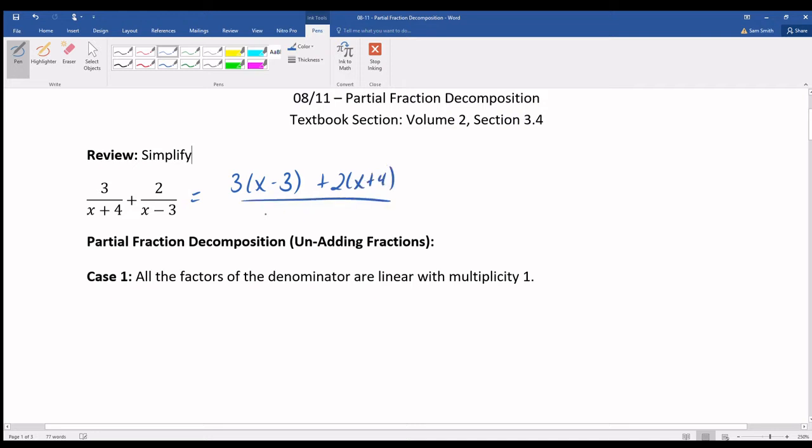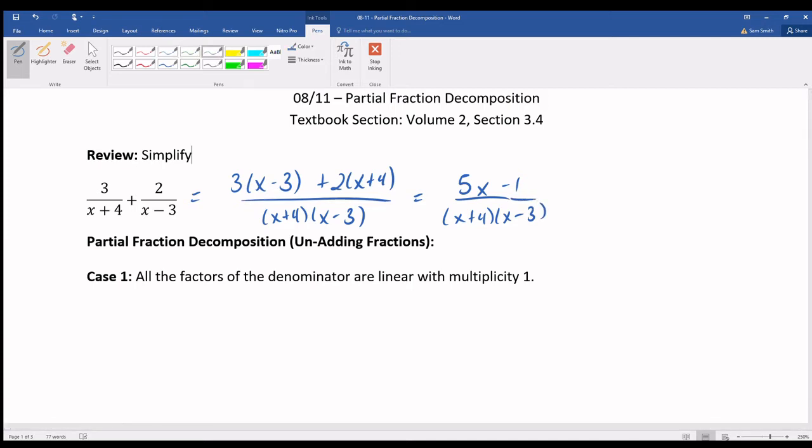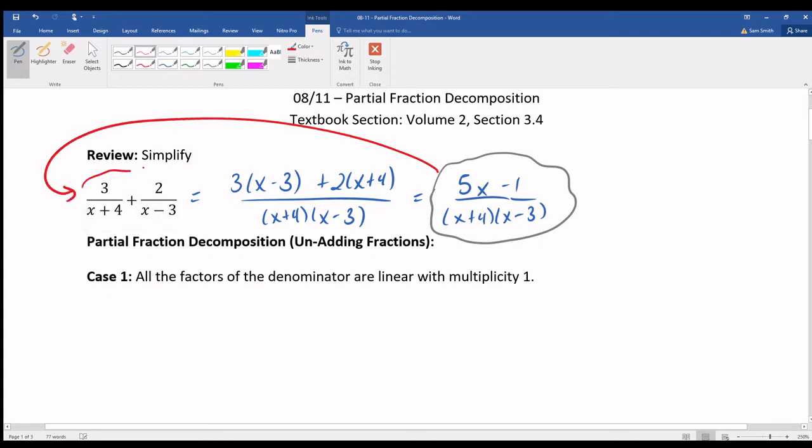Now we get the least common denominator, the product of x plus 4 and x minus 3 in the bottom here. Now we just go through and we clean up and we simplify the numerator. So negative 9 plus 8 is negative 1. The question that we'll be dealing with today is how to do this process in reverse. If someone gave me this quantity and asked me to unadd the fractions and to split them apart, how could I go about such a process?